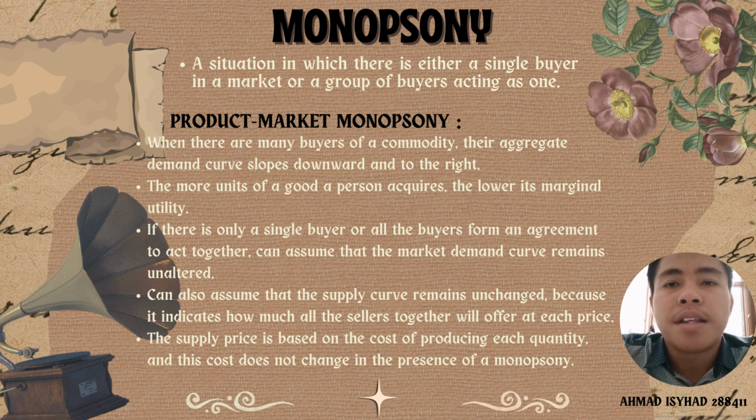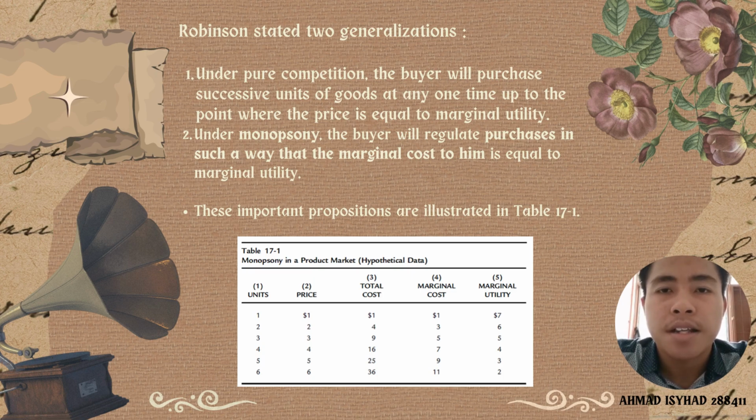We can also assume that the supply curve remains unchanged because it indicates how much all sellers together will offer at each price. The supply price is based on the cost of producing each quantity, and this cost does not change in the presence of a monopsony. Robinson has stated two generalizations. First, under pure competition, the buyer will purchase successive units of goods at any one time up to where the price is equal to marginal utility. Second, under monopsony, the buyer will regulate purchases in such a way that the marginal cost to him is equal to marginal utility. These important propositions are illustrated in the table.